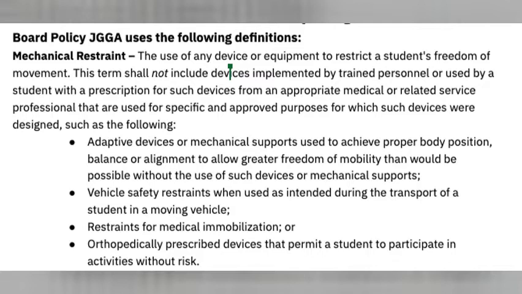First, mechanical restraint is the use of any device or equipment to restrict a student's freedom of movement. We need to be careful and remember this does not include adaptive devices or mechanical supports used to achieve proper body position, balance, or alignment. It does not include vehicle safety restraints. It does not include restraints for medical immobilization. And it does not include orthopedically prescribed devices that permit a student to participate in activities without risk.